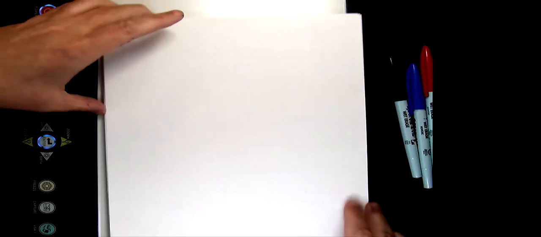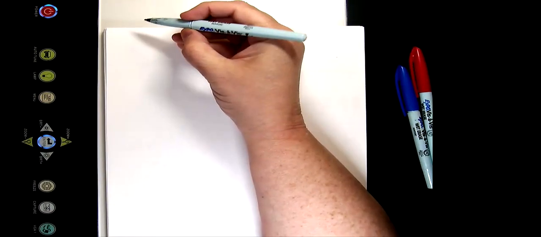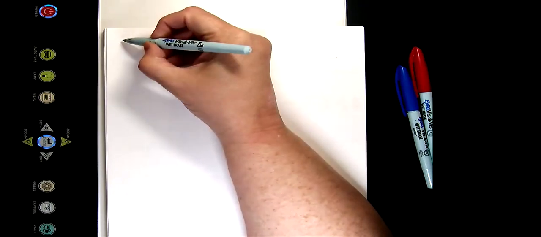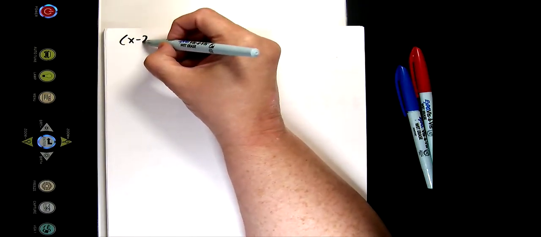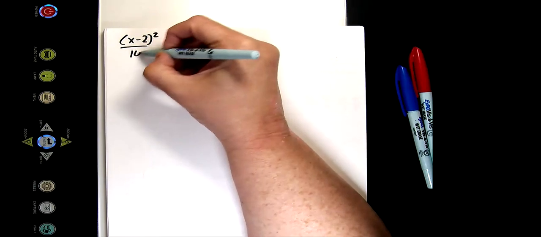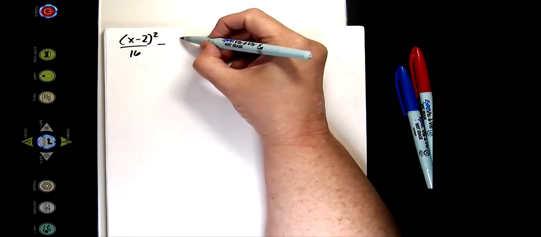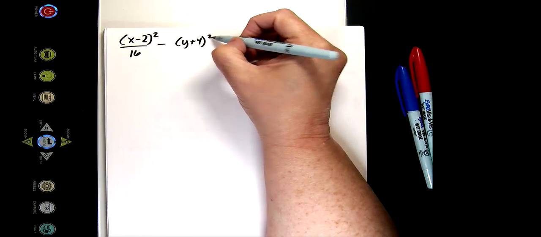All right, now we're going to move it away from the origin. So let's do (x minus 2) squared over 16 minus (y plus 4) squared equals 1.